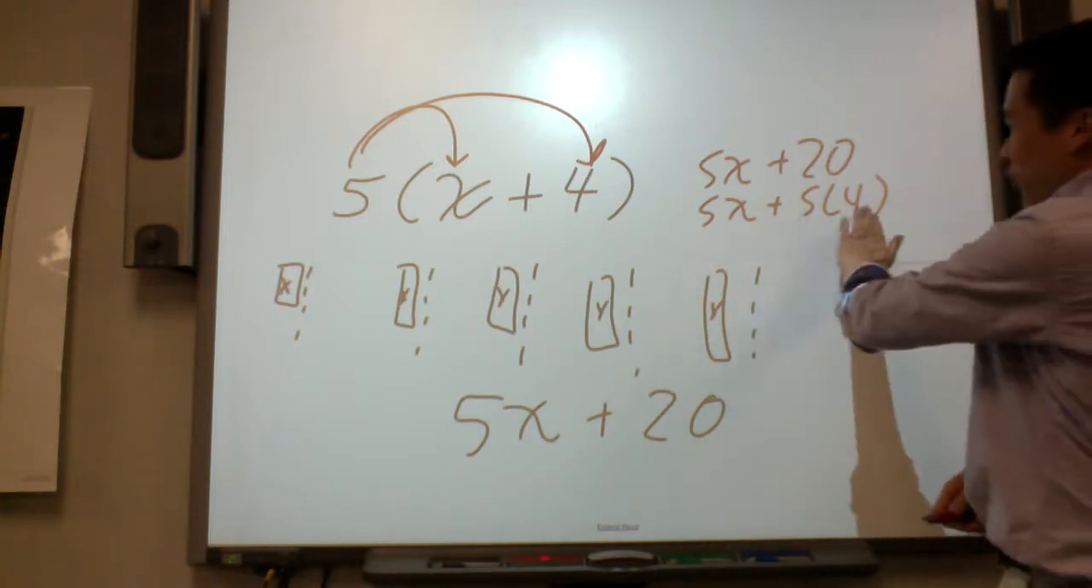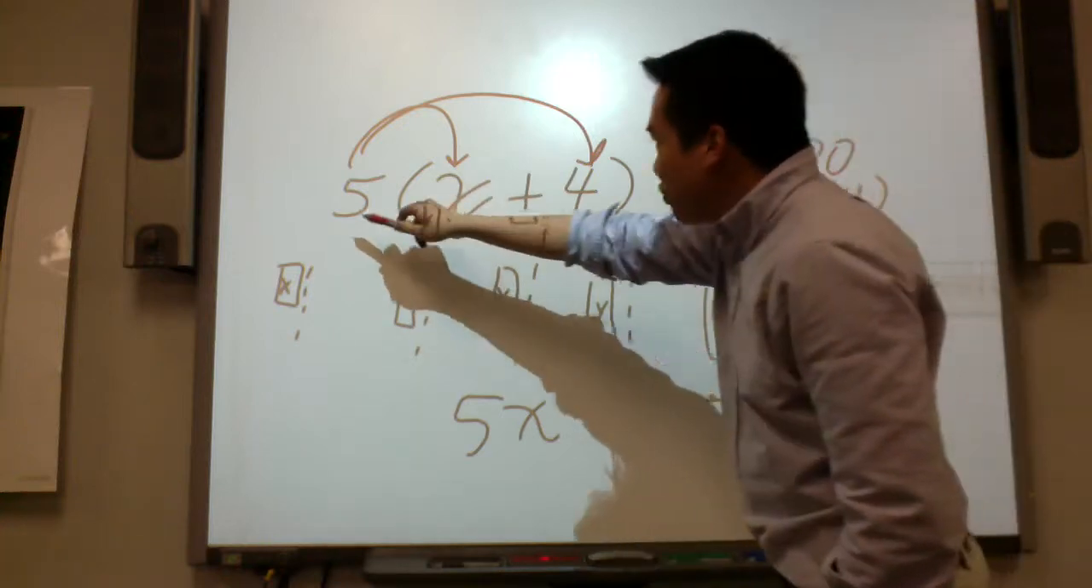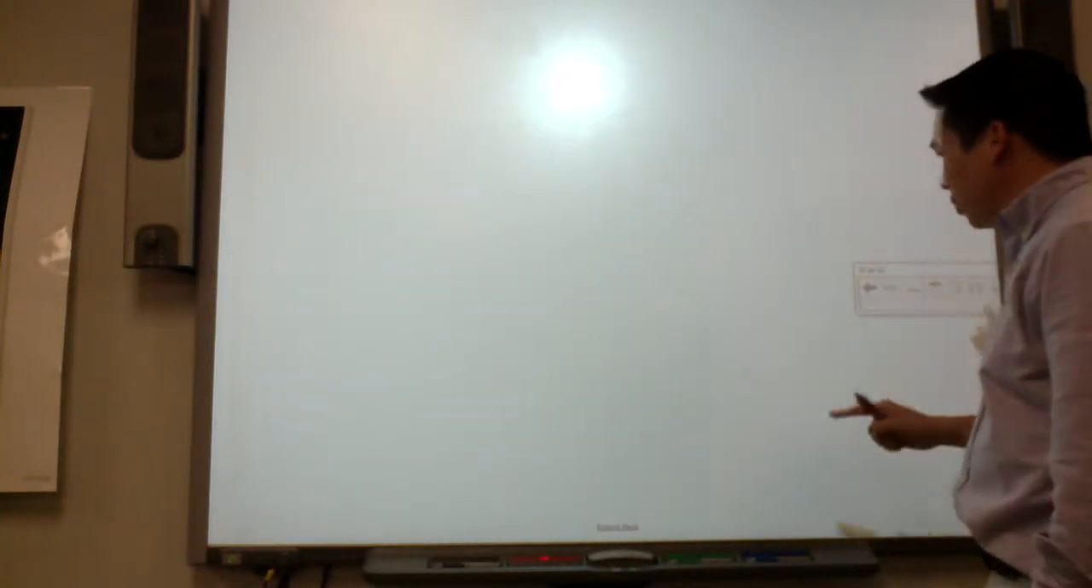Really, I should have written it like this first, and then gone to that one. So what's 5 groups of x? 5x. What's 5 groups of 4? Which is 20. Let's try another example.